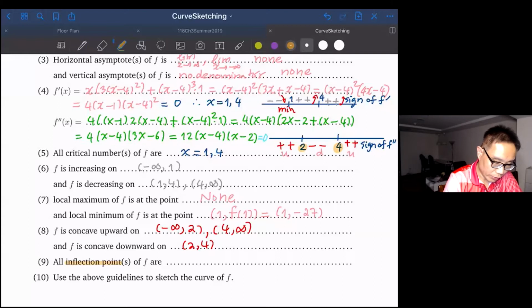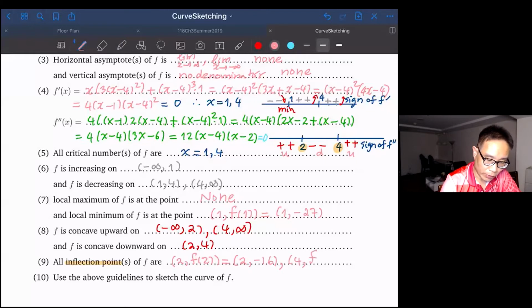So in this case, it's going to be (2, F(2)). You plug 2 into the original function, and it's going to give you negative 16. And another point will be (4, F(4)), and it's going to become 40. So in this one, you get this information that you have. You're going to use this information in order to sketch the curve of the function f.